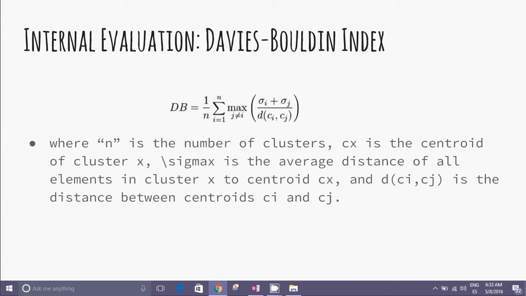Since algorithms that produce clusters with high intra-cluster similarity and low inter-cluster similarity have low intra-cluster distances and high inter-cluster distances, we have a low Davies-Bouldin index. The clustering algorithm that produces a collection of clusters with the smallest Davies-Bouldin index is considered the best algorithm based on this criterion.